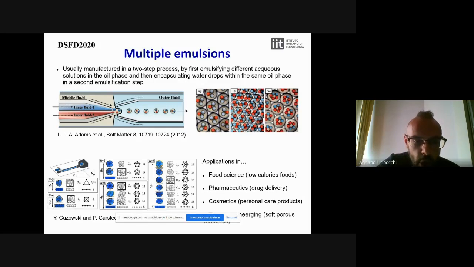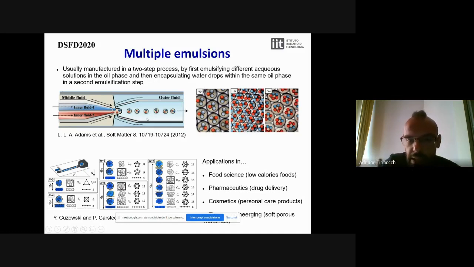And the manufacturing of this multiple emulsion works more or less in a two-step process, in which there is the emulsification of, for example, water droplets, imagine these two inner fluids, then they are encapsulated in the middle fluid, which can be oil, and then there is a further emulsification step, which produces the final emulsion, in which, for example, we have two core emulsions, within the outer channel.